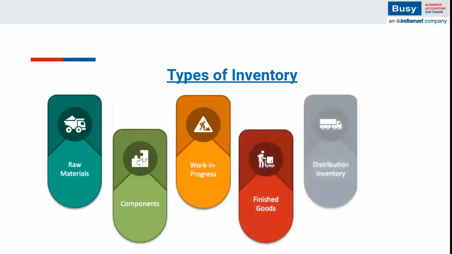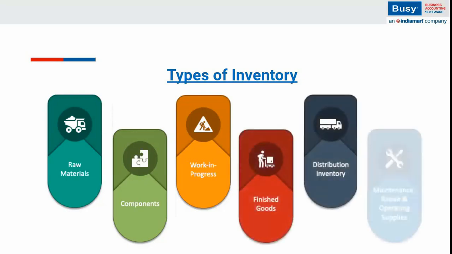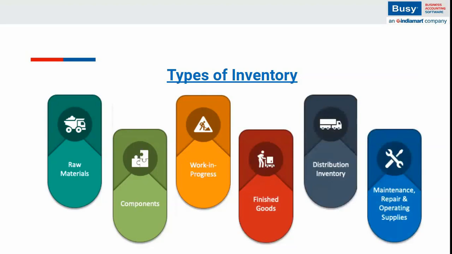Finished goods, or it may be a distribution inventory, or it may be a maintenance or repairing inventory. So if some material comes for repairing purposes, that item is also treated as inventory. So these are the types of inventory, or you can say the modes of inventories that are mostly seen in the business industries.